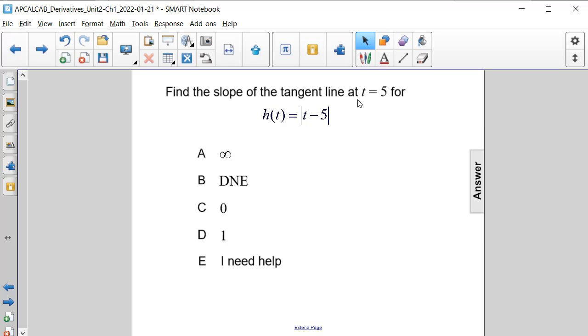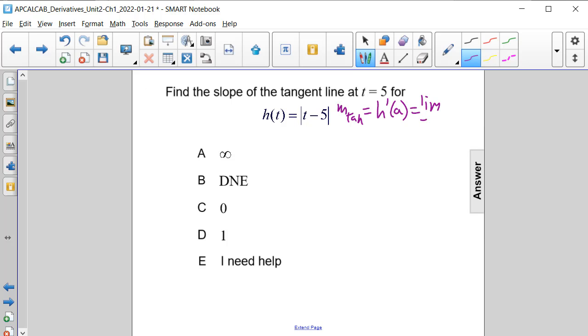Find the slope of the tangent line at t equals 5 for h of t, which is equal to the absolute value of t minus 5. Well, we know through the alternate form that the slope of the tangent line is equal to h prime of a, which can be found by taking the limit as t approaches a of h of t minus h of a, all divided by t minus a.